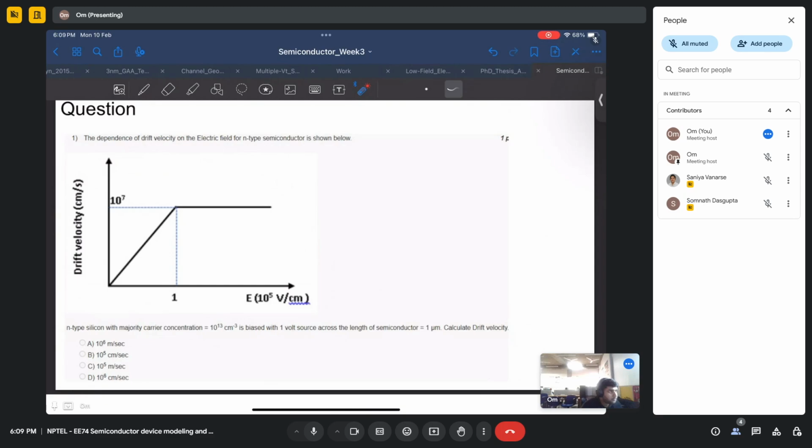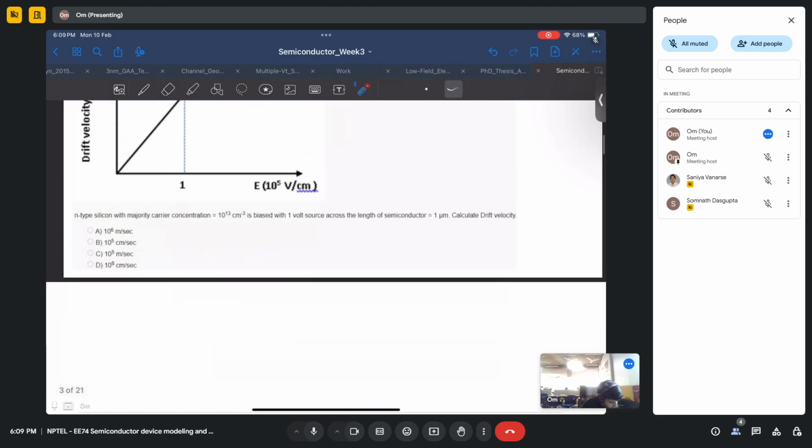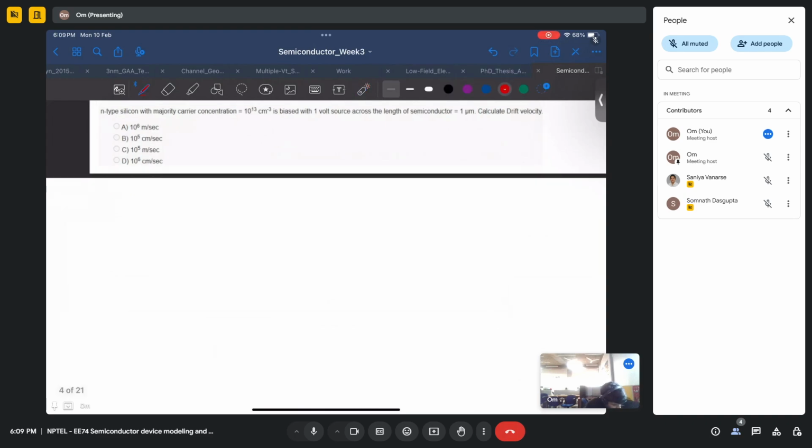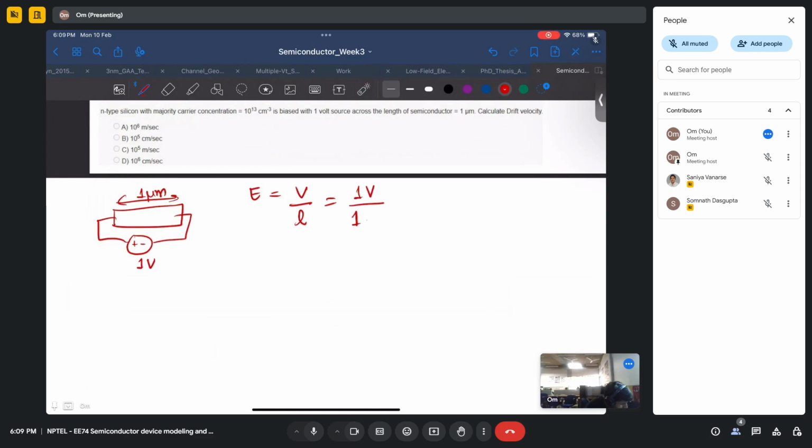Okay, so we have a source of 1 volt across a length of semiconductor of 1 micrometer. So what is electric field? Field is V by L. Voltage per unit length is electric field. So this will be 1 volt upon 1 micrometer, or say I write it in centimeter, 1 volt upon 1 into 10 to the power minus 4 centimeter, which is 10 to the power 4 volt per centimeter. This is the electric field in the semiconductor.